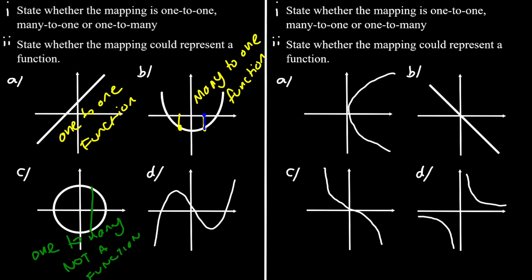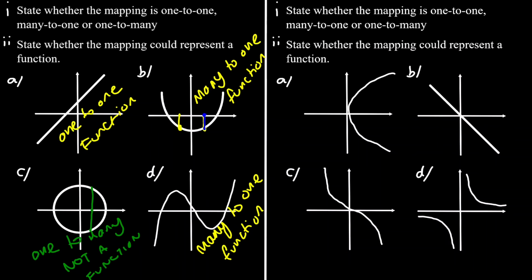And the cubic one for part D. So again, when you put in an input, you only get one output. Every input gives you one result, but there's more than one way of getting the same result. So it's many-to-one, and it is a function. So to be a function, every input has got to have one output.